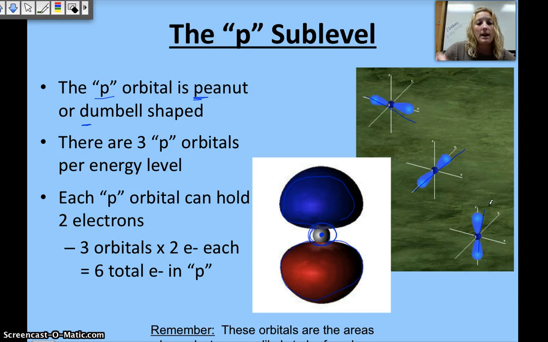Those P shapes have to fit over the entire nucleus and fill that whole 360 degrees around that nucleus. So if there are 3 p orbitals per energy level, each p orbital can hold 2 electrons. That means the entire p sublevel, that p section, can hold 6 electrons total. So S can hold 2, P can hold 6.